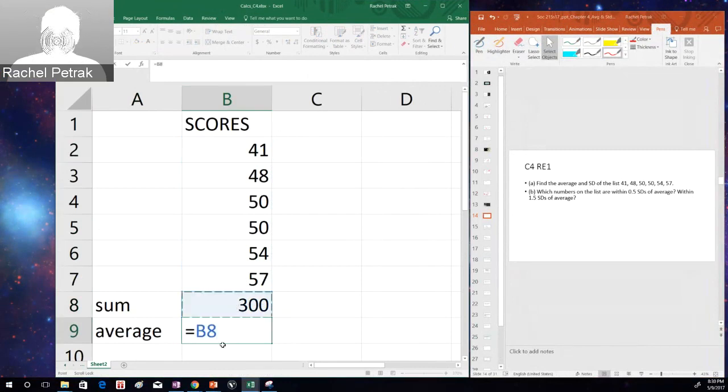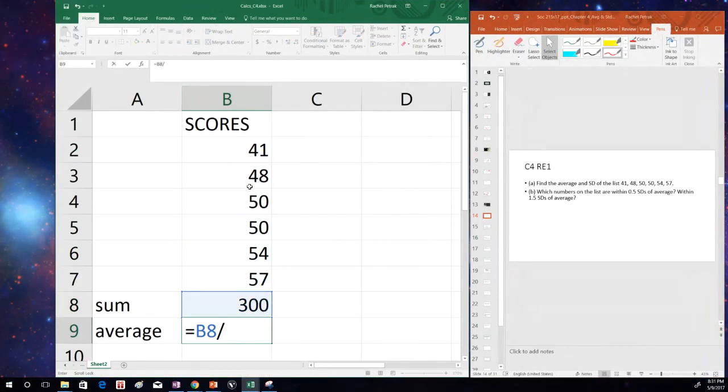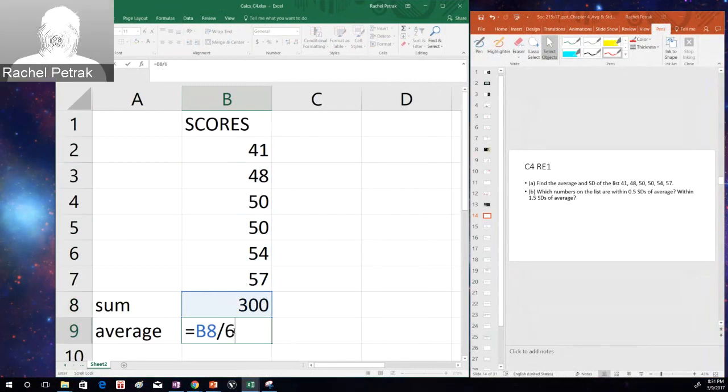So we just got the sum. We got the sum by using the simple code equals sum, and then these scores here. So we already have the sum, which we're going to use when we get the average. We remember what the average is. It's the sum of your scores, which we have in the cell B8 right now, divided by the total number of scores, which in this case we can see is 6. And so I just have the sum divided by 6, enter.